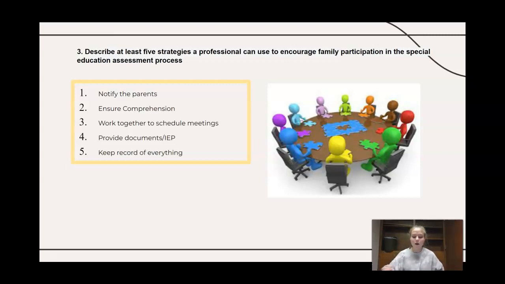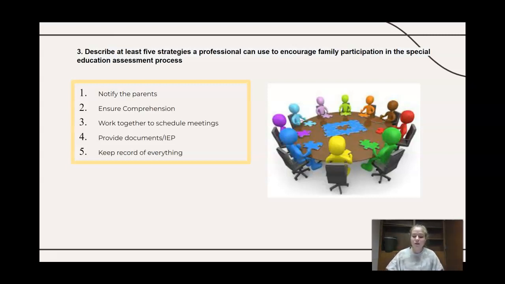assessment process. The first thing that you can do is notify the parents. You always need to notify them of any meeting regarding their child with plenty of time in advance to give them the opportunity to attend. You always want to have the parents involved. It is always best for the child.